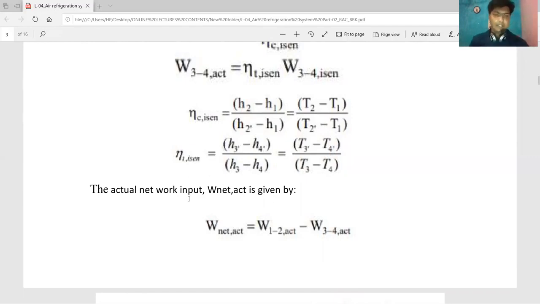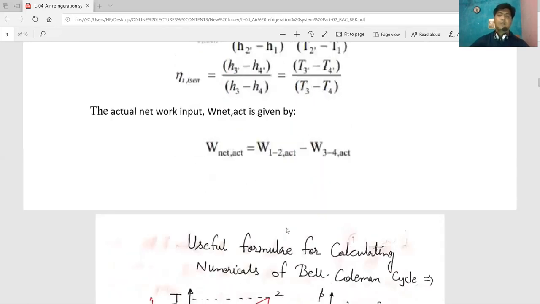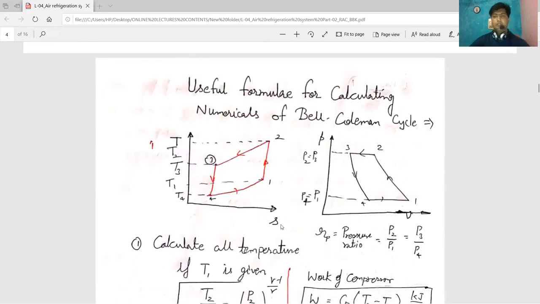So the actual net input work is equal to the actual work of the compressor minus the actual work of the turbine. Now we do some numericals based on the Bell-Coleman cycle.